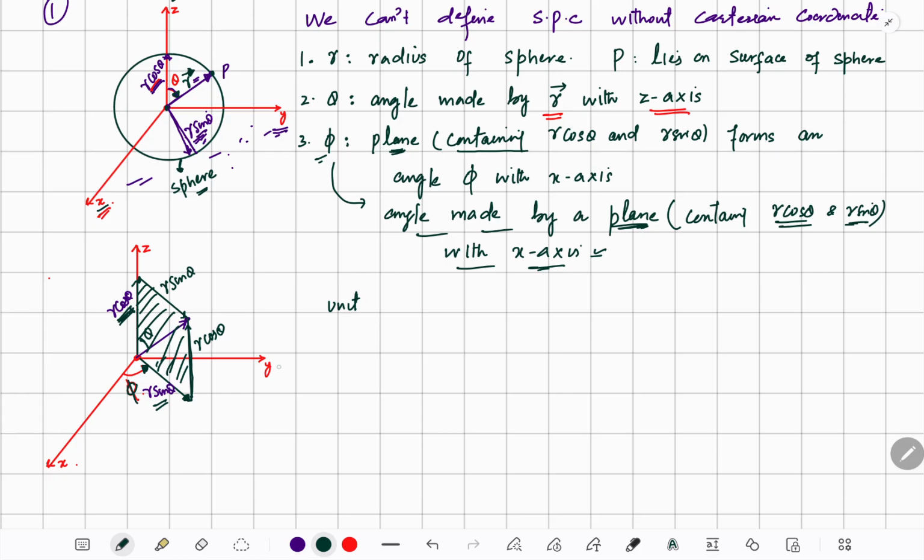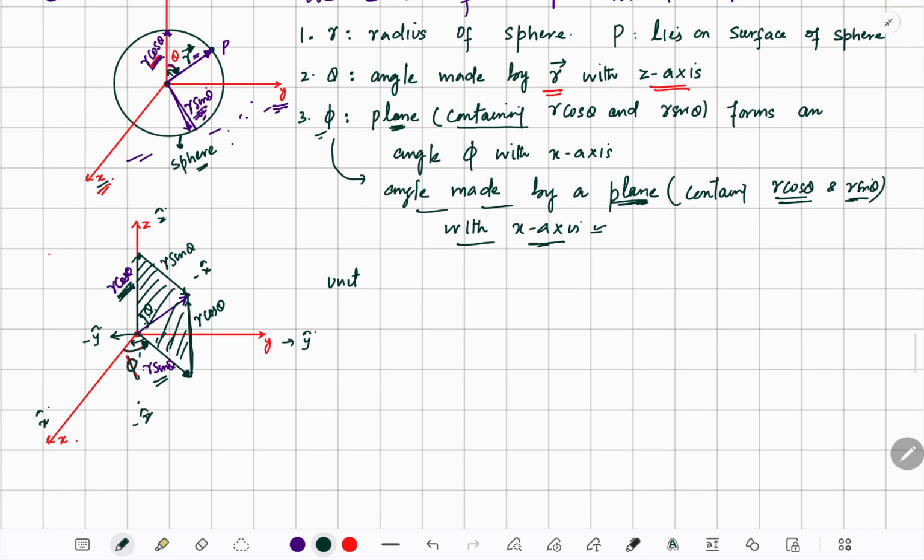Just like we take this as the y cap direction, this as the z cap direction, and this as the x cap direction, we take this as the minus y cap direction, the backward direction as the minus x cap direction, and the downward direction as the minus z cap direction. Similarly, if this is the theta direction, the opposite direction would be minus theta cap, and if this is the phi direction, the reverse direction would be minus phi cap. Okay. So what is the important point?